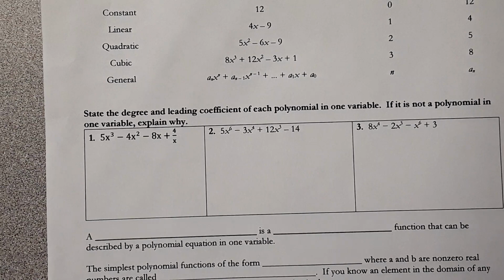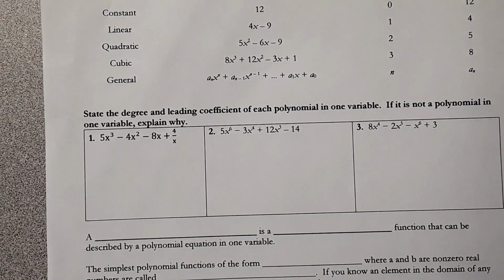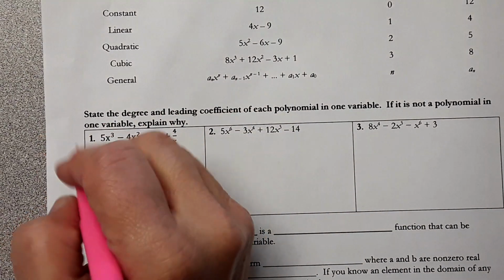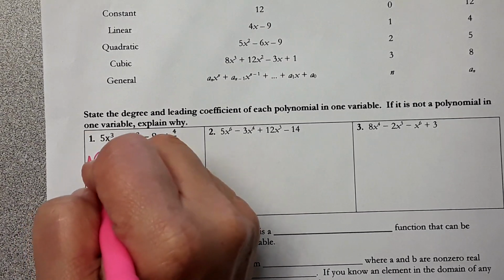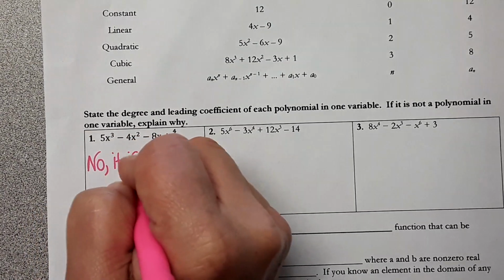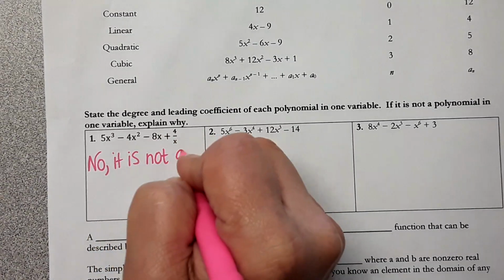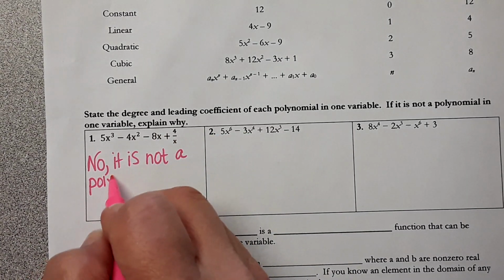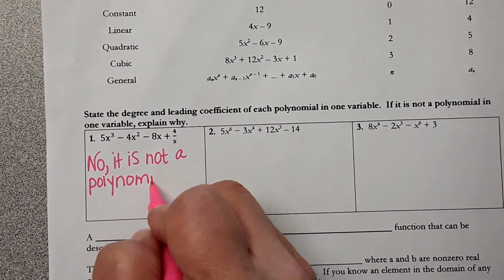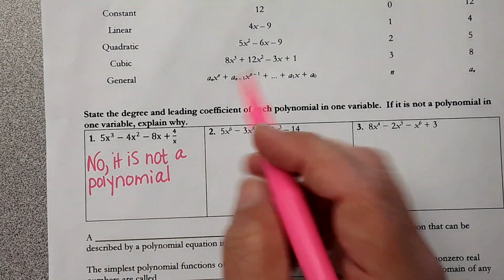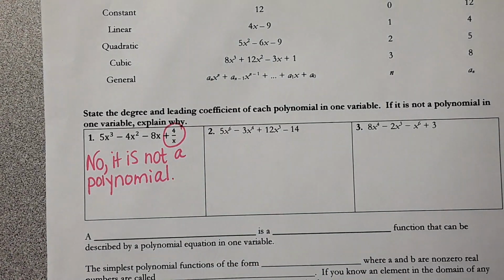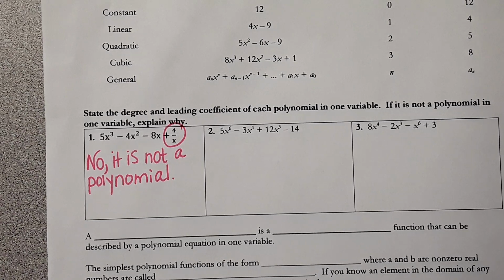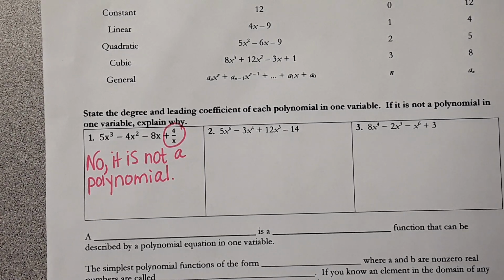Is number 1 a polynomial? That's the first question I need to ask you. Is it a polynomial? It is not a polynomial. Oh my goodness, it is not a polynomial. Anybody know why it's not a polynomial? Yes, it is because of this term, because x is in the denominator of a fraction. And remember, in order to be a polynomial, no variables can be in the bottom of a fraction.